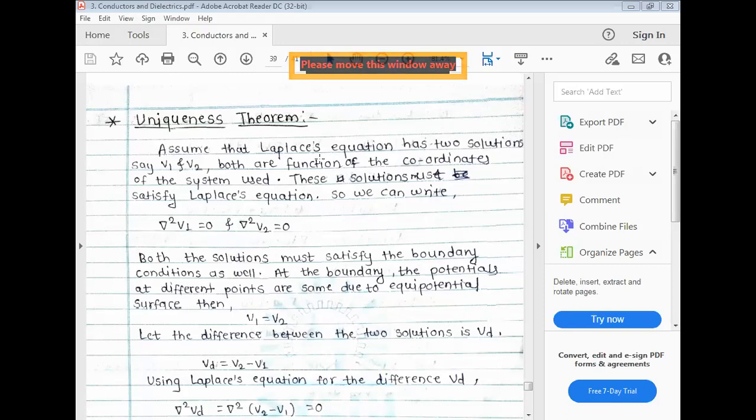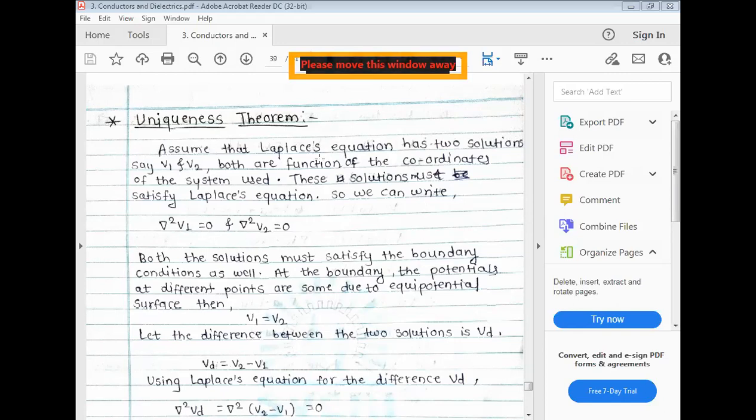So at the boundary, the potentials at different points are the same due to the equipotential surface. If you consider any boundary, for example, if you consider a sphere, the inner part is different, the outer one is different, means the two mediums are different there. So you can consider any boundary.